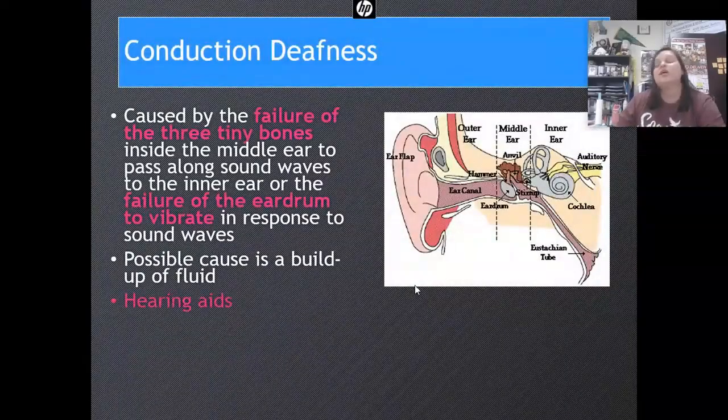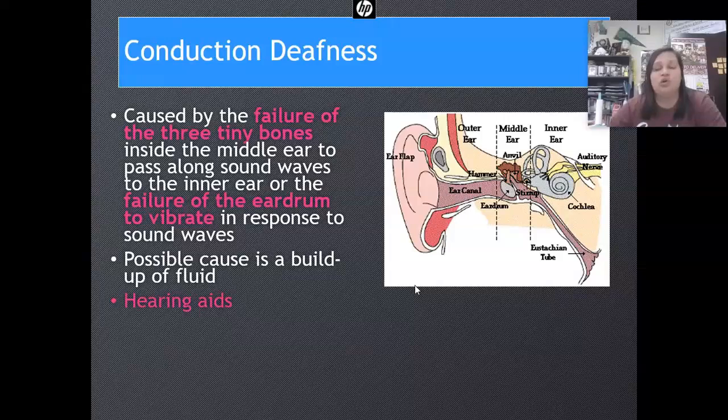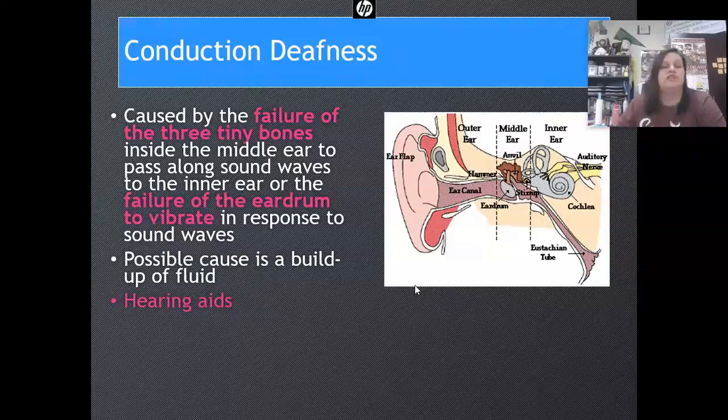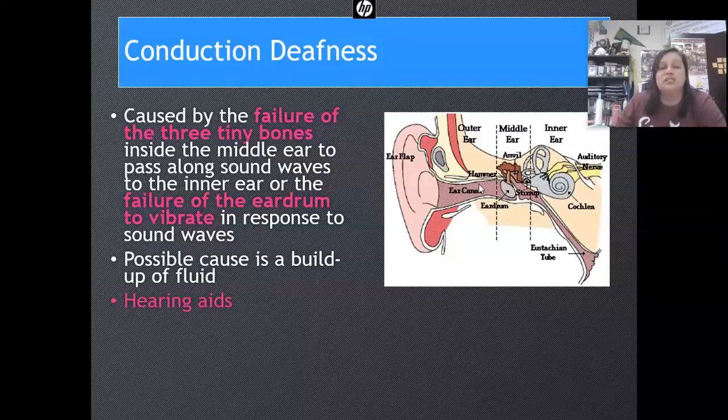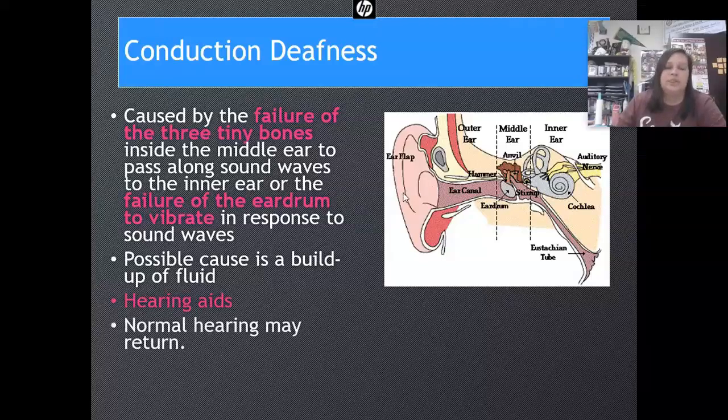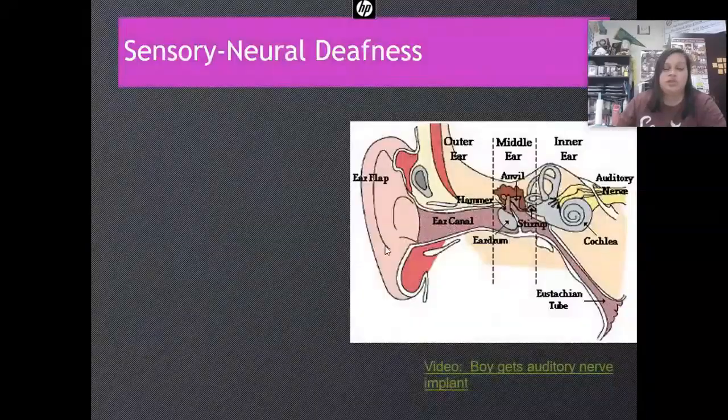Conduction deafness happens when something is wrong with the middle ear, where the bones are not working or the eardrum is failing to vibrate. This could be because of a buildup of fluid, but also this kind of just happens with aging. A hearing aid can help with this. A hearing aid is really just basically a microphone that sits in the ear canal. It creates stronger or louder vibration, so it's putting even more pressure on the eardrum and the ossicles. But normal hearing could return.